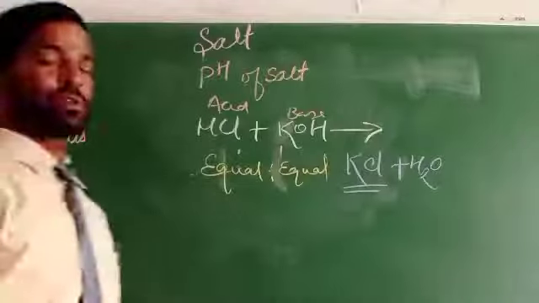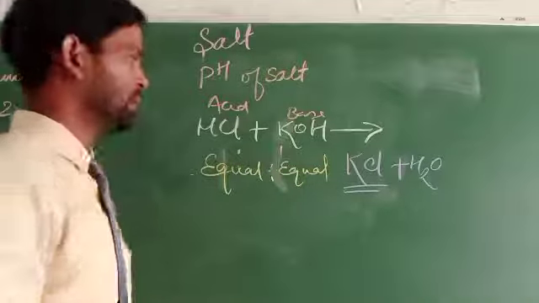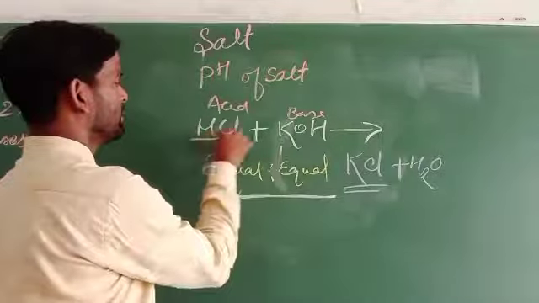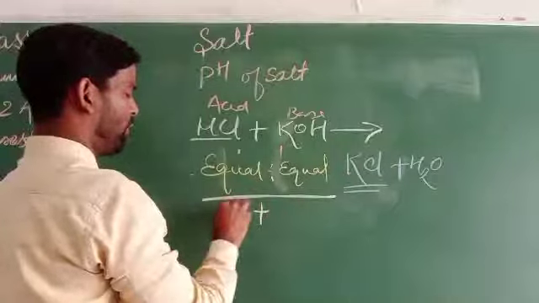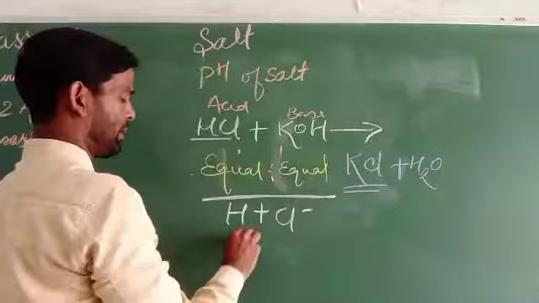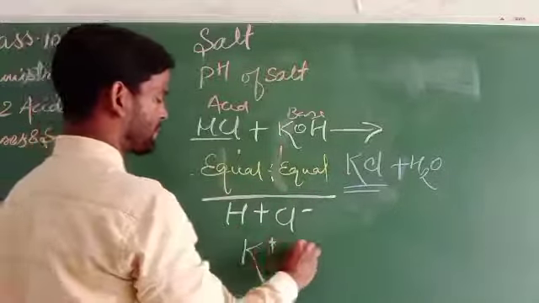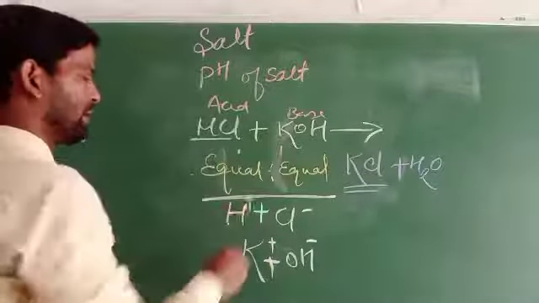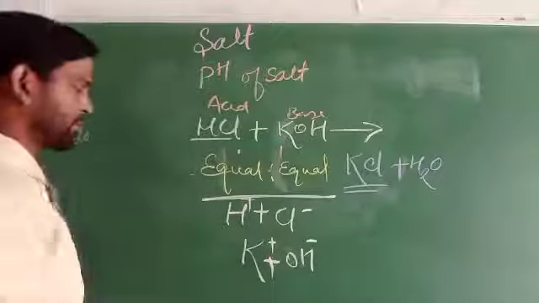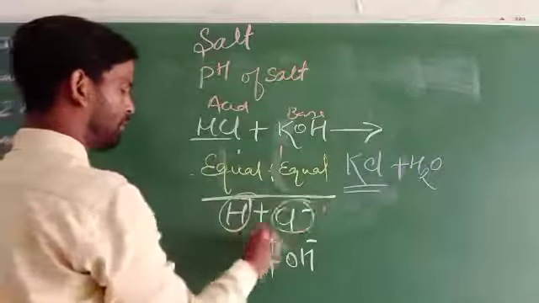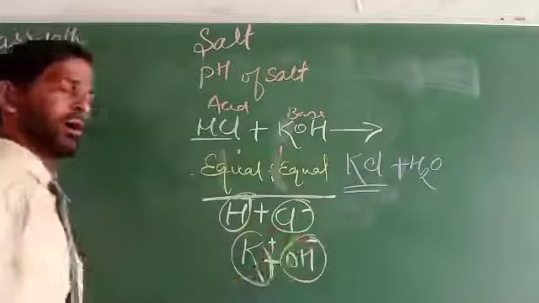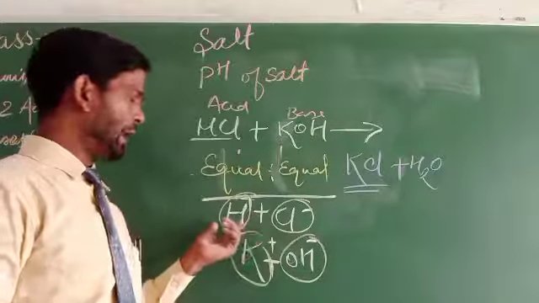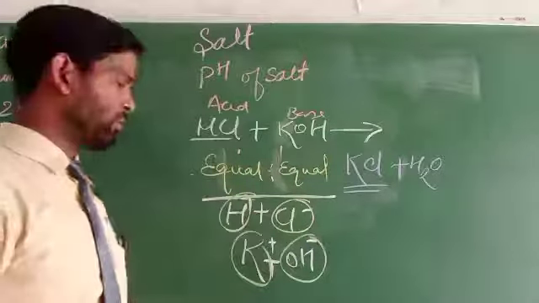So in salt formation, the pH of the salt will be neutral. Why? Because when the acid breaks, it forms hydrogen and chloride, and potassium hydroxide forms potassium and hydroxide. So in both cases there is one positive and one negative ion, positive and negative ions are formed.